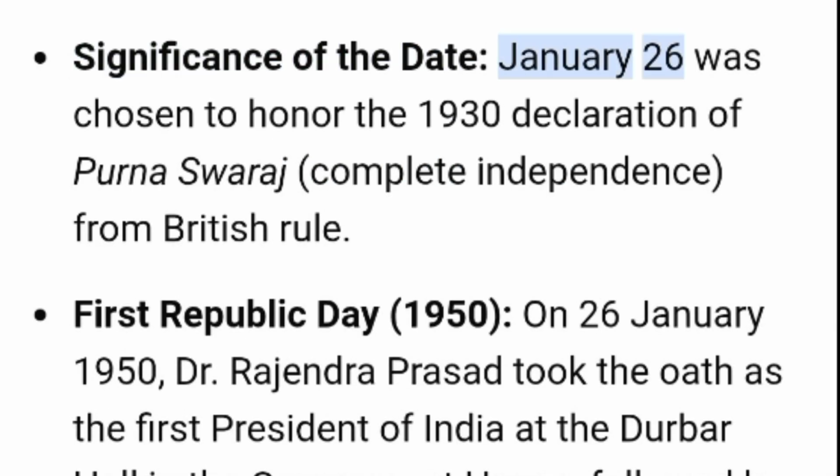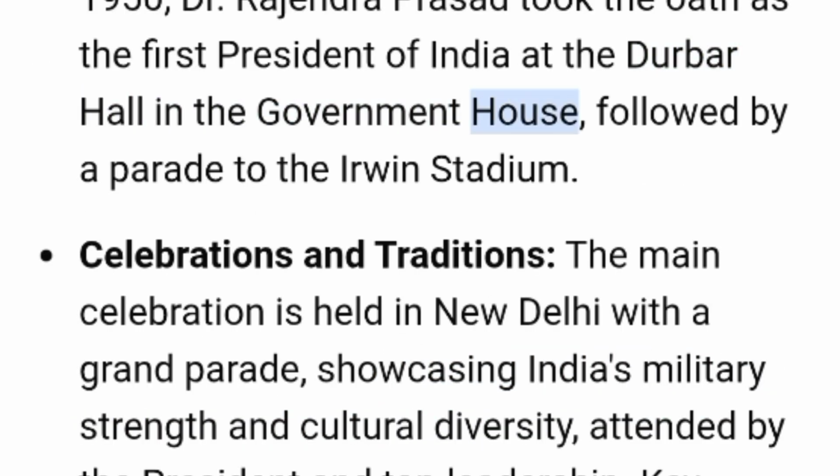2. Significance of the date: January 26th was chosen to honor the 1930 declaration of Purna Swaraj, complete independence from British rule. 3. First Republic Day, 1950. On the 26th of January 1950, Dr. Rajendra Prasad took the oath as the first President of India at the Darbar Hall in the Government House, followed by a parade to the Irwin Stadium.